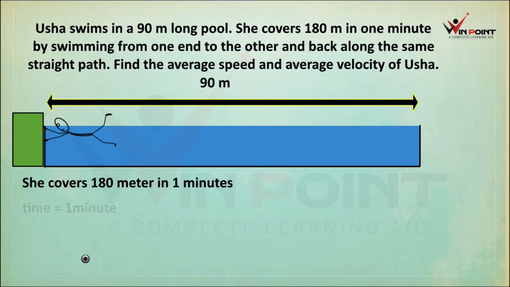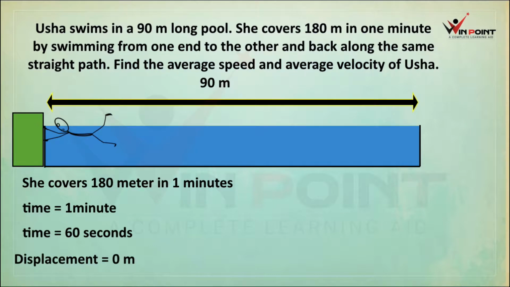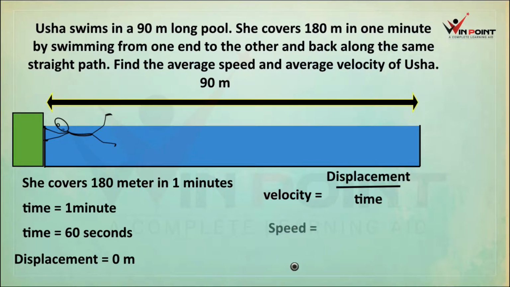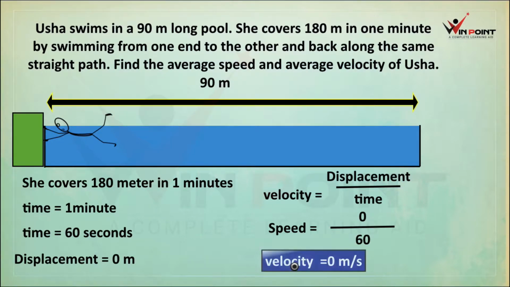Next one, time is 1 minute, we are converting that time into seconds, it is 60 seconds, displacement is 0 meters. How can we find velocity? The equation for velocity is velocity equal to displacement by time. Displacement is 0, then 0 by 60 means 0 meters per second. So the average velocity of Usha is 0 meters per second, and the average speed of Usha is 3 meters per second.